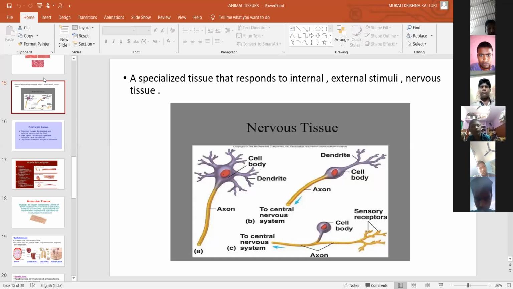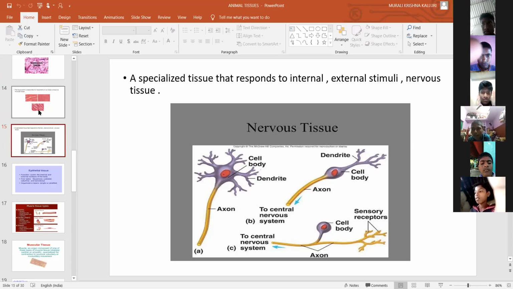It responds to the internal and external stimuli, then transports the information. The nervous tissue is a specialized tissue. It responds to internal and external impulses. That is the nervous tissue.